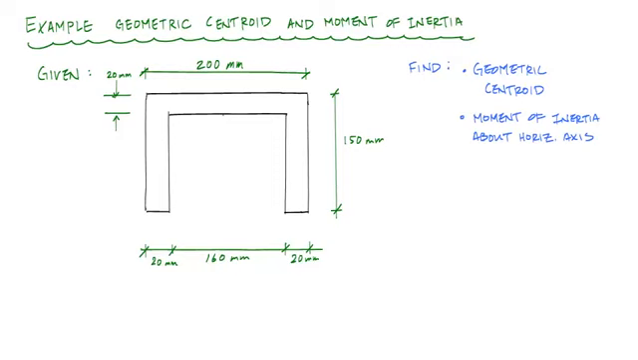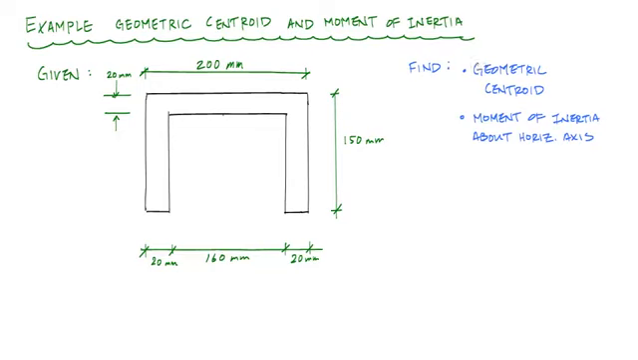And in this video what we're going to do is calculate the moment of inertia about the horizontal axis for this channel cross section. In order for us to do that, the first thing that we have to do is calculate the geometric centroid using first moment of area calculations, and then we'll use the parallel axis theorem to calculate the second moment of area, which is also called the moment of inertia or resistance to rotation.